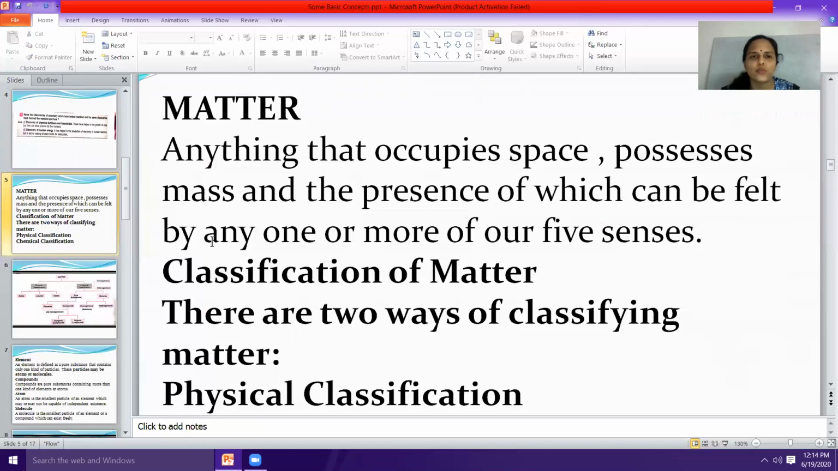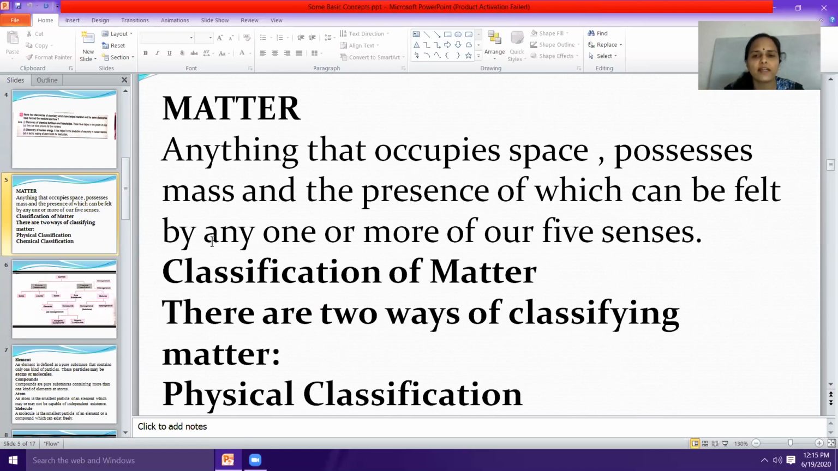Now let's start with the chapter, matter. You know the definition of matter. Anything that occupies space and has mass is called matter. I repeat, anything that occupies space, possesses mass, and the presence of which can be felt by any one or more of our five senses is called matter.